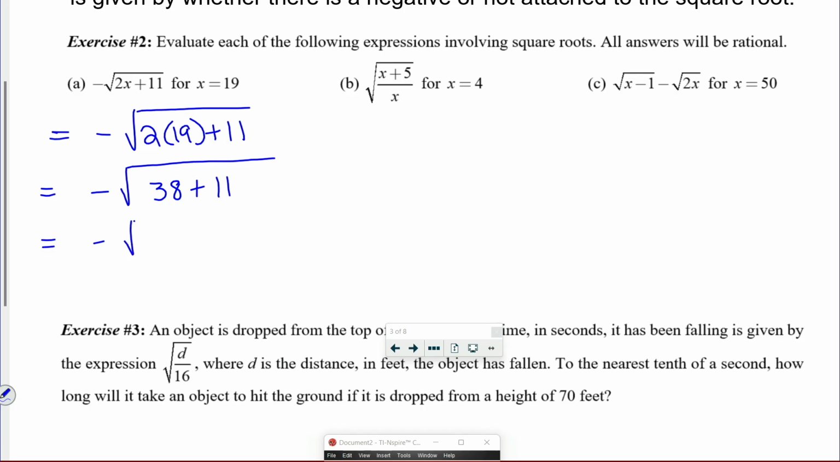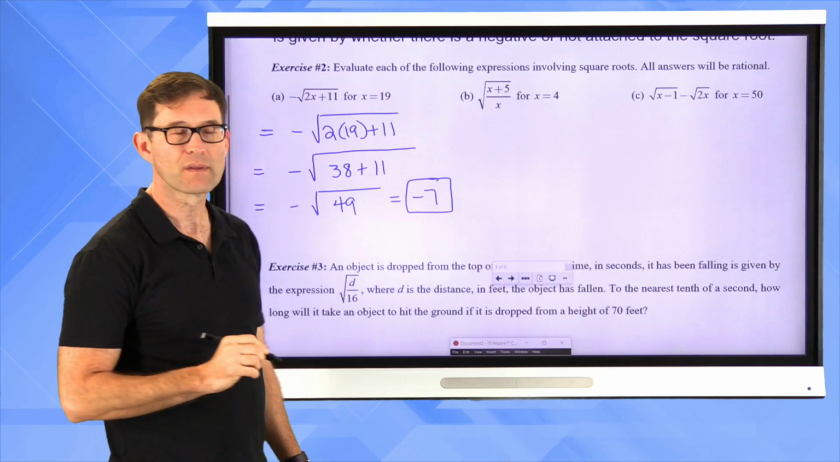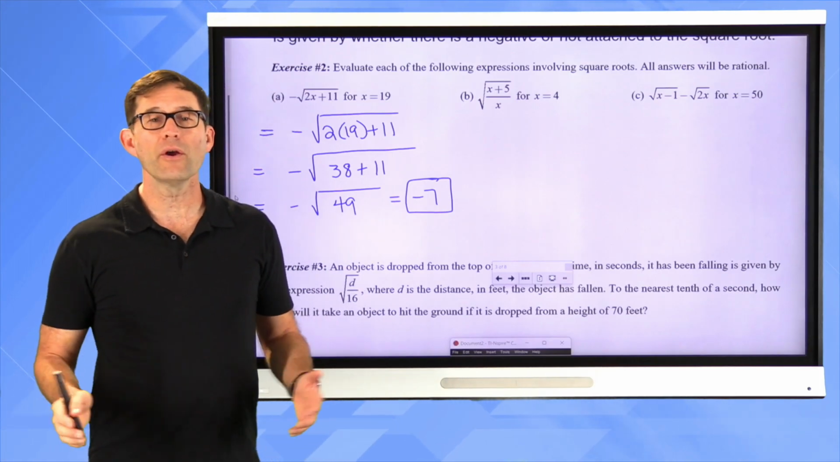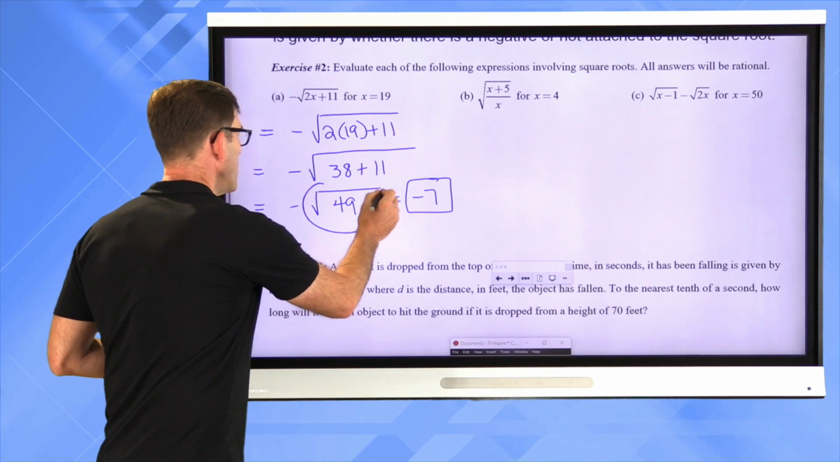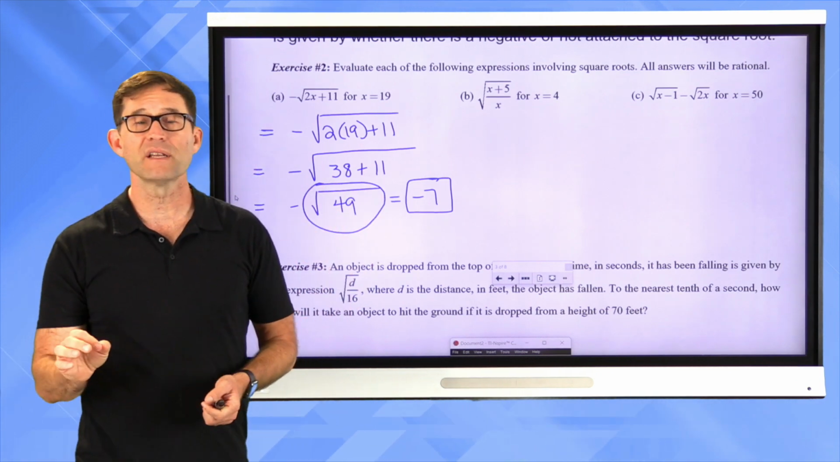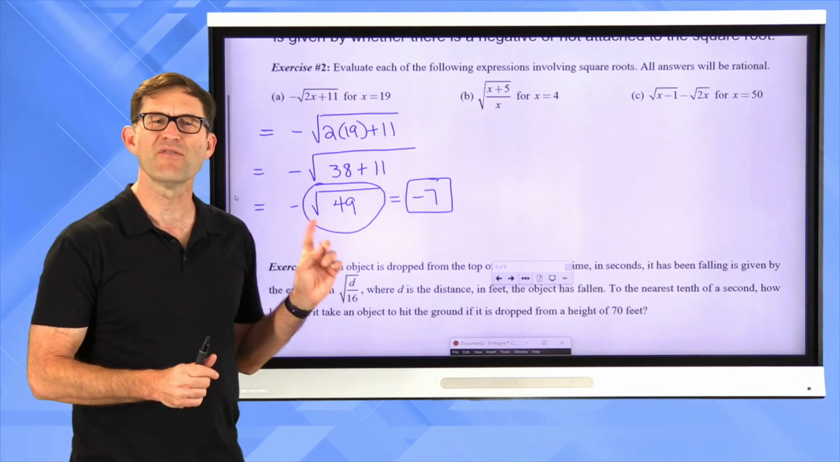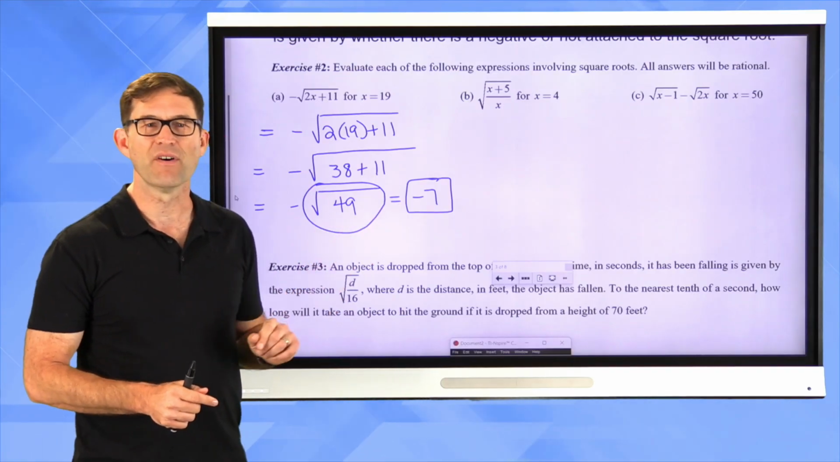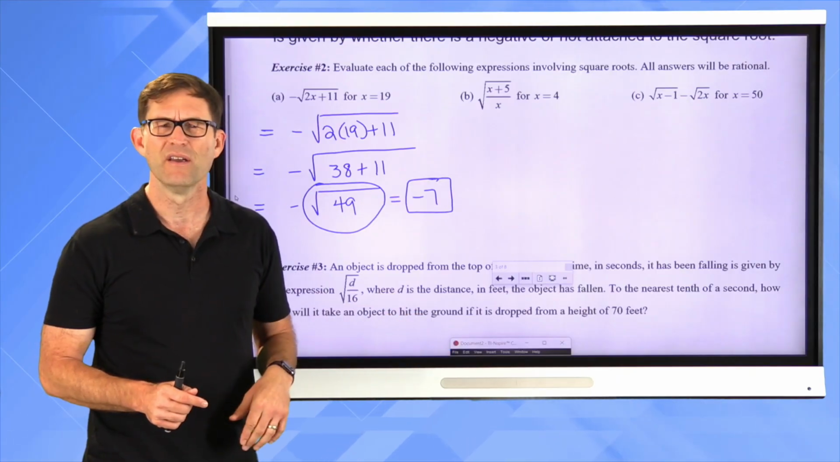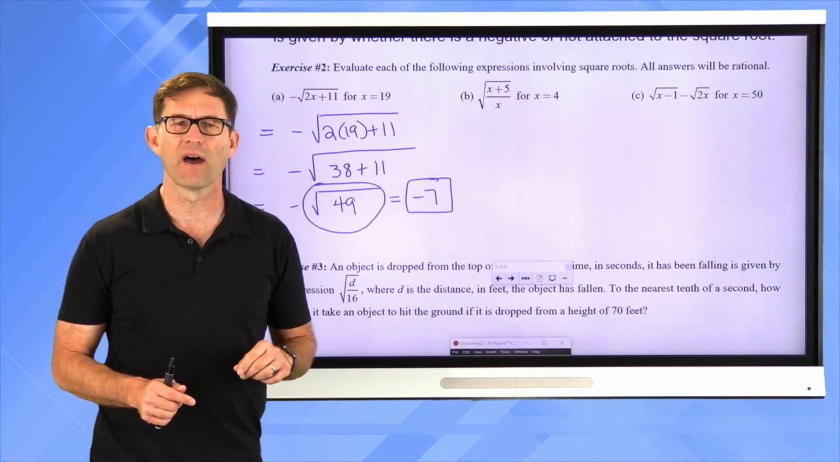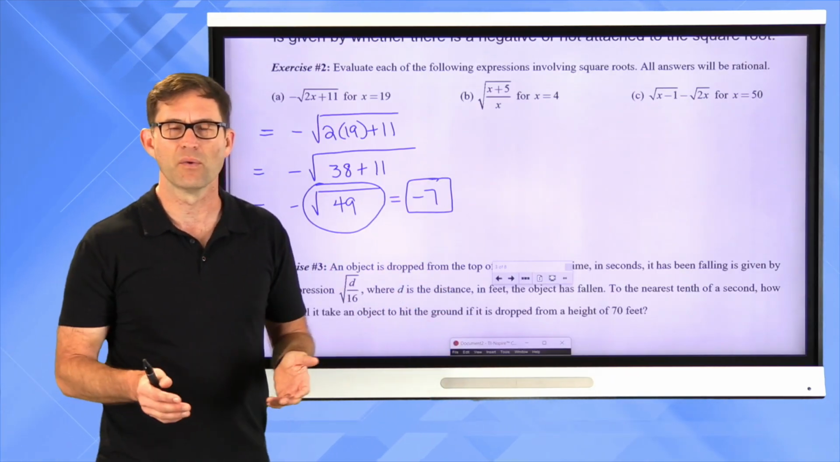All right, now 38 plus 11 is 49, and now literally I'm finding the negative square root of 49, which is negative 7. It would be weird because if this thing by itself was both positive 7 and negative 7, then I would have negative positive 7 and negative 7, which means I would have negative 7 and positive 7, in which case there would be no reason to have the negative out front. That wouldn't make any sense.